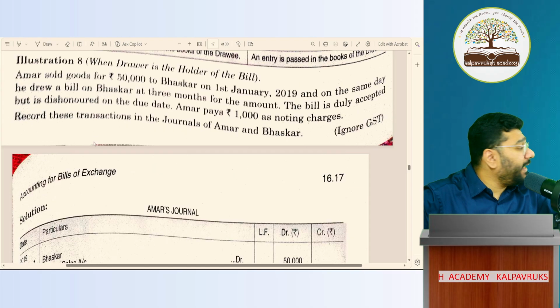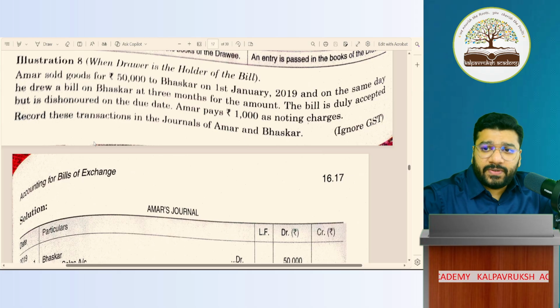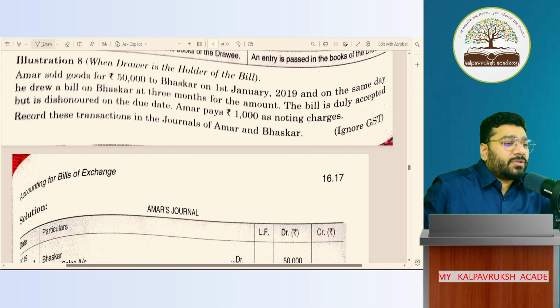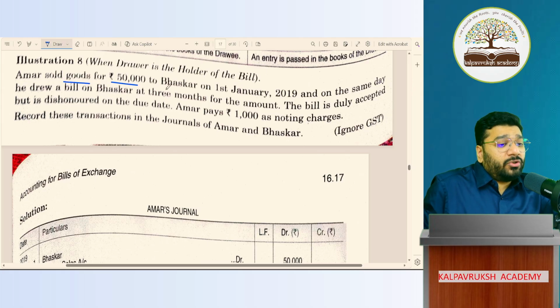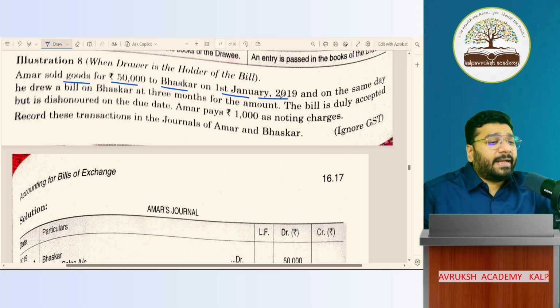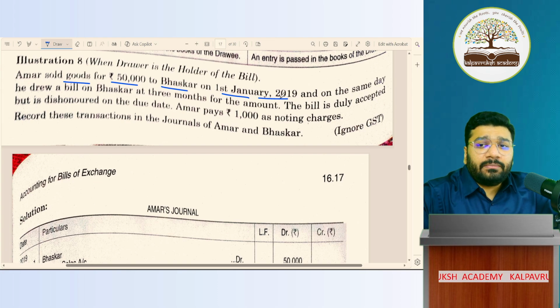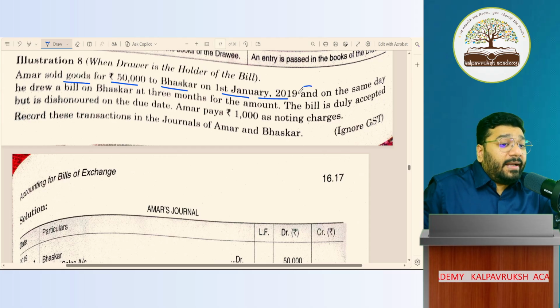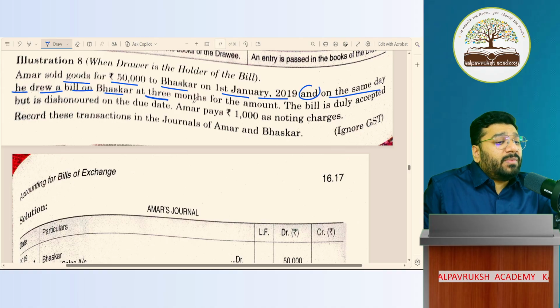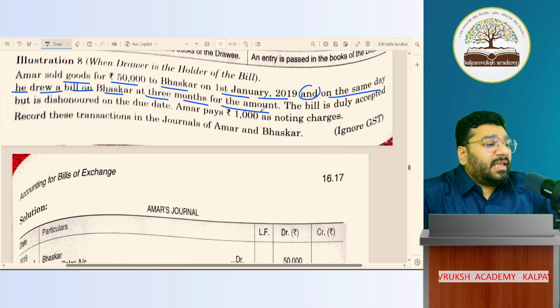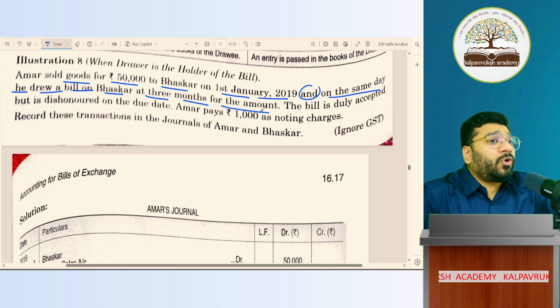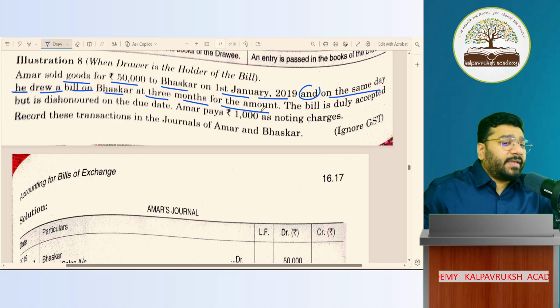So this is illustration 8, people, of T.S. Grewal book, which says that Amar sold goods for 50,000 to Bhaskar on 1st Jan 2019. So what is 1st Jan 2019? Date of selling the goods. And on the same day, he drew a bill on Bhaskar at 3 months for the sale amount. So what is the date of drawing of the bill? Same date of sale, which is 1 Jan 2019.